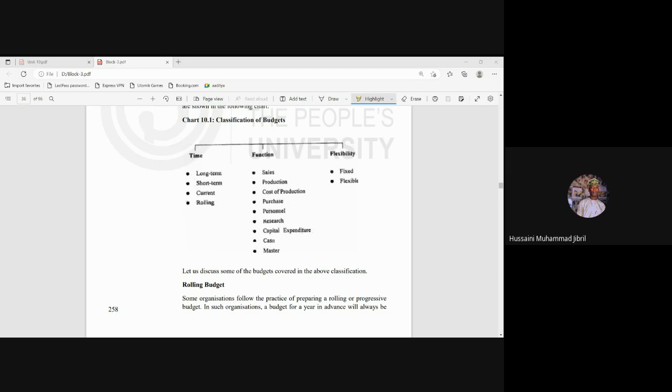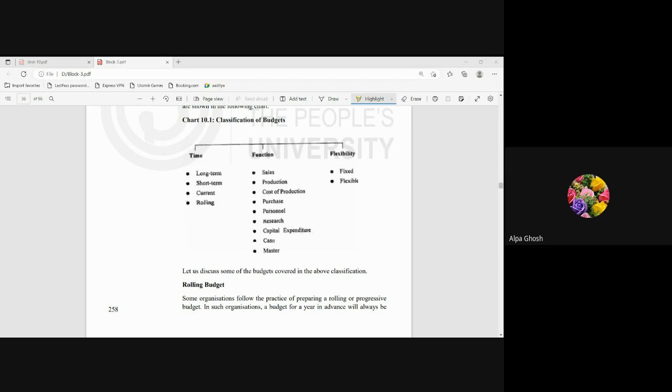Yes, ma. So I understand that budget is being classified based on three categories, right? Yes, under classification of budget, we classify budgets on three bases: time, function, and flexibility. The budget can be long term, short term, current budget, which is daily or weekly, not for a longer period, and rolling budget.